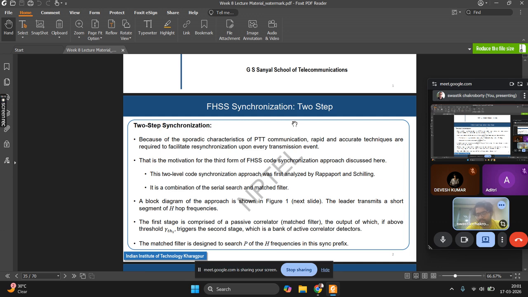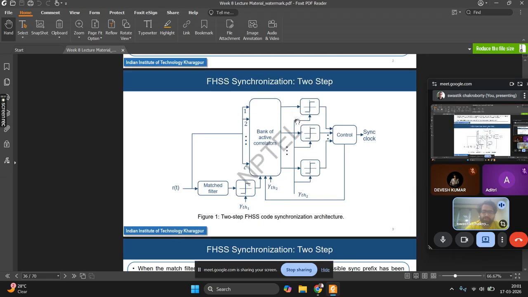there is another method, that is the two-level synchronization, which was designed by Theodore Rappaport, the legendary communication engineer. He designed the two-step FHSS synchronizer. A block diagram of the two-step is shown here. You are comparing two thresholds. One is the matched filter, and another is the parallel correlator, the bank of correlators that we have first used.